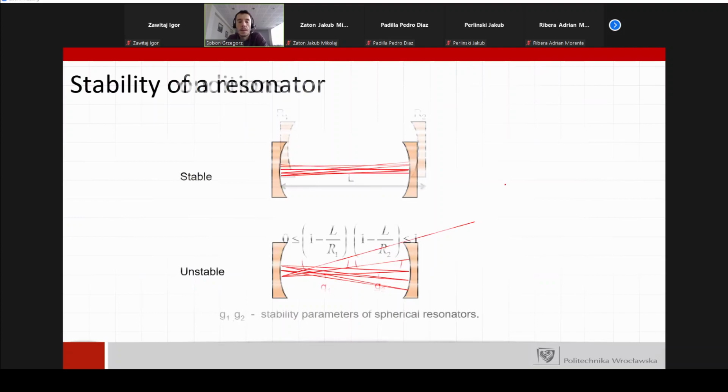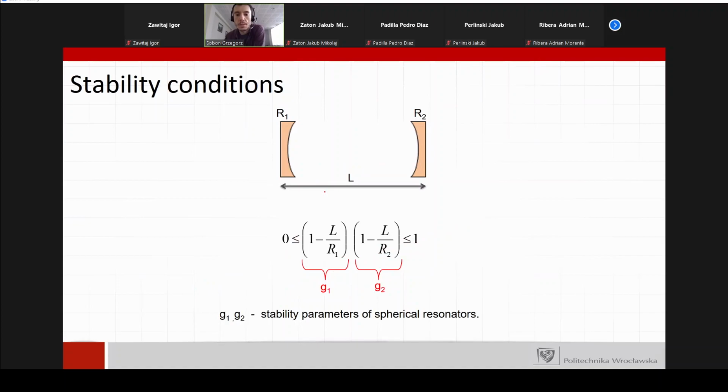And we define two stability parameters of this kind of spherical resonators. So L is the length of the resonator, the spacing between the mirrors, and R1, R2 are the radii of curvature of the mirrors. So to make the laser stable, it has to meet this condition.